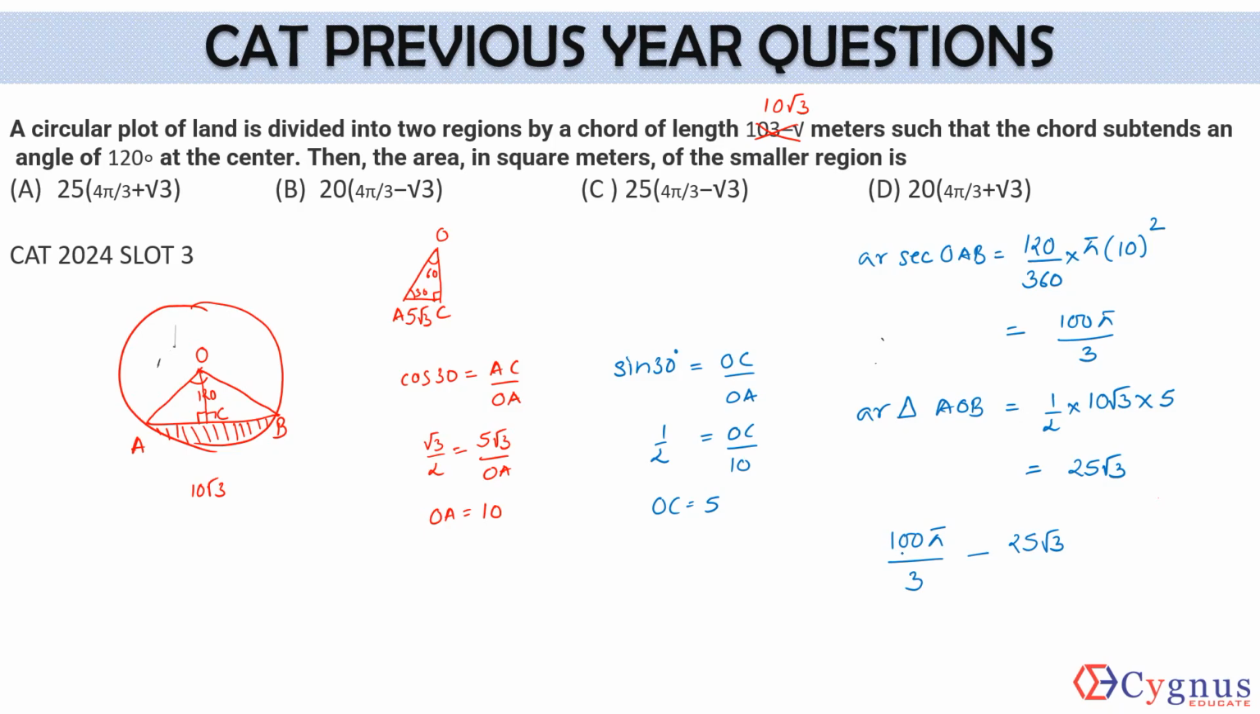Now what is common here? 25, and this is 100. When you simplify this, the correct answer will be what? Sorry, we can take 25 common. So the correct answer has to be 25 times 4 pi by 3 minus root 3. Fine.